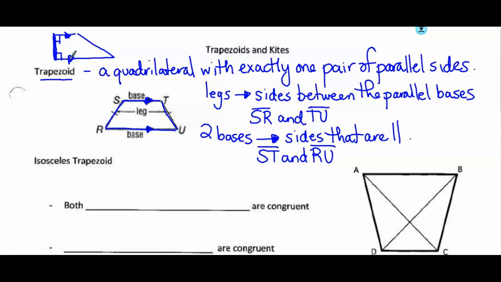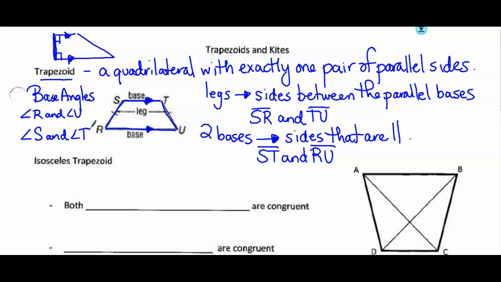Now, when you have these two bases in the picture down below that we were talking about before, you also have base angles. And there are two sets of base angles. You have angle R and base angle U. And you have base angle S and base angle T, because there's two bases. So that's just a basic trapezoid.